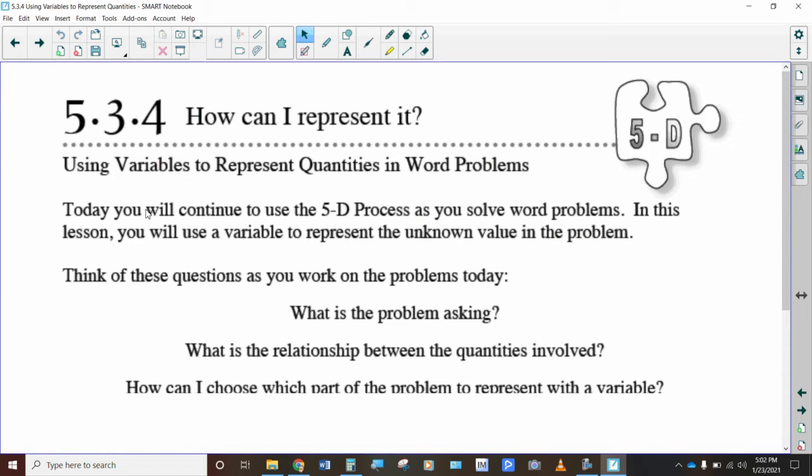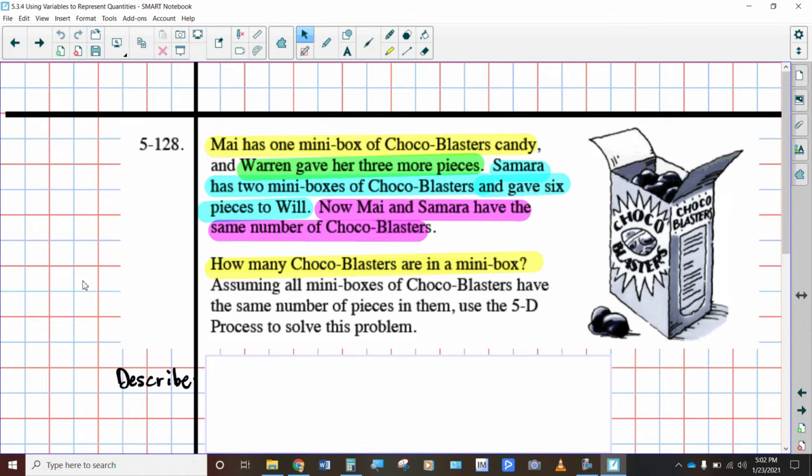Okay, so it says today you will continue to use the 5D process as you solve word problems. In this lesson, you will use a variable to represent the unknown value in the problem. Think of these questions as you work in the problems. What is the problem asking? What is the relationship between the quantities involved? And how can I choose which part of the problem to represent with a variable? Okay, so we are going to get started with this problem that has to do with chocolate blasters.